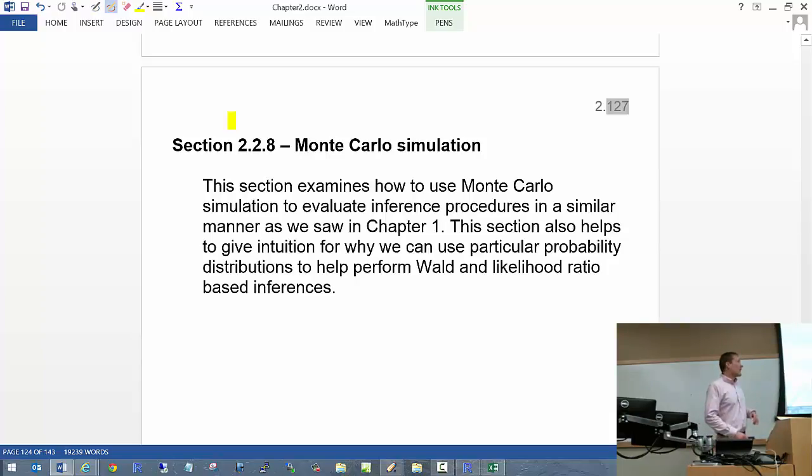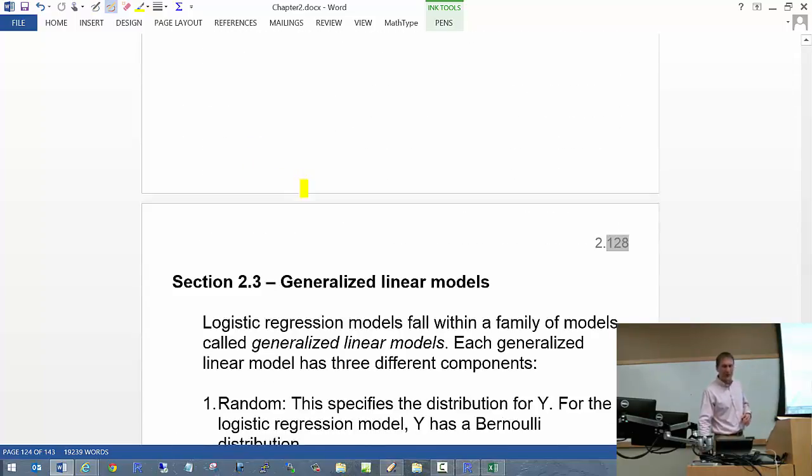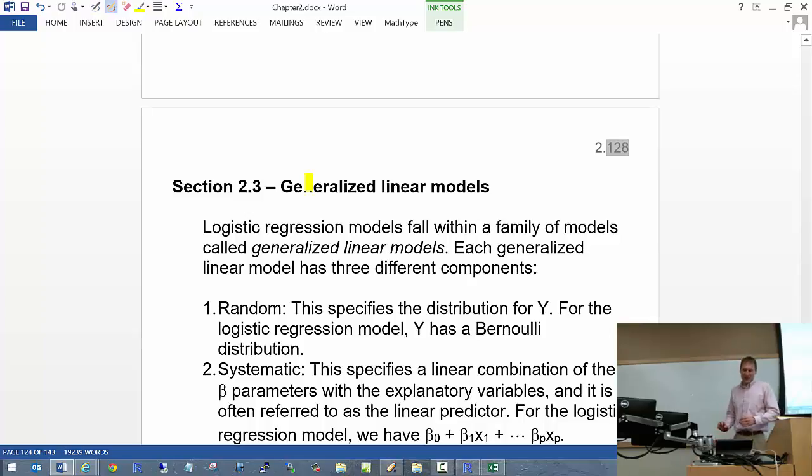Section 2.2.8 is really cool, but we don't have time to do it. Take a look at it on your own, read the section, but I'm not going to test you over it. Okay, so we will next talk about section 2.3, generalized linear models. And we are unfortunately out of time. Are there any questions? Okay, that's it for today.